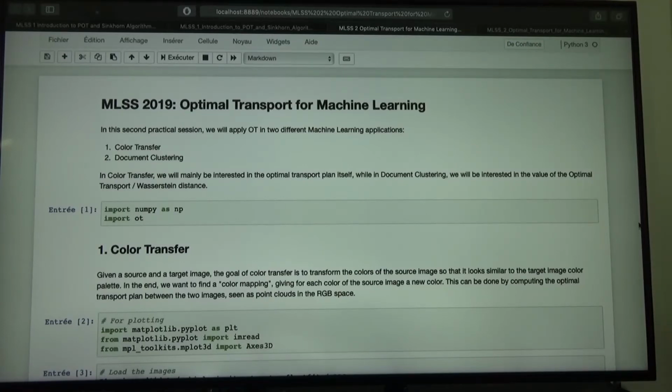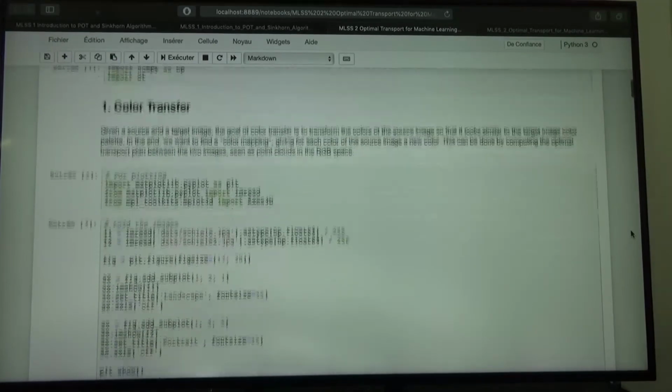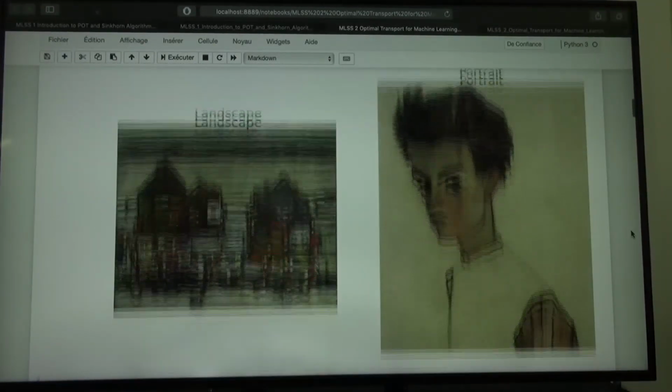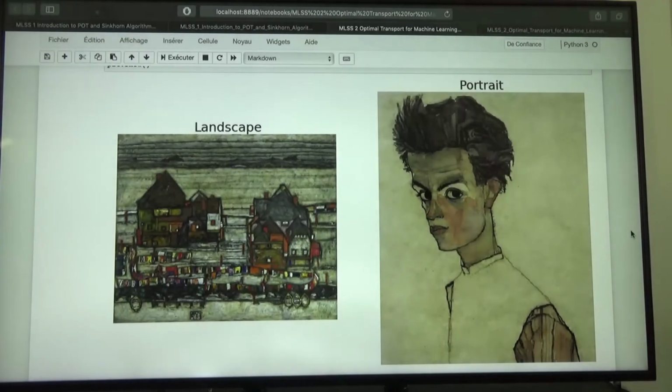Okay, so the first application is about color transfer. So we're given 2 pictures. One of a landscape and one of a portrait, both of them being pictures by Egon Schiele. And the goal of this is, given those two pictures, there is our data. We want to take one picture and give it the colors of the second picture, right?